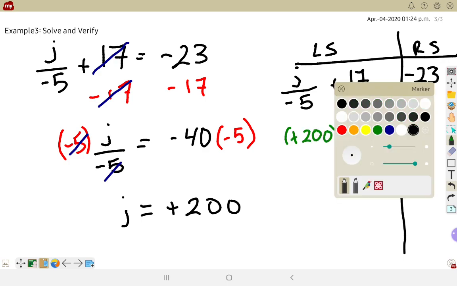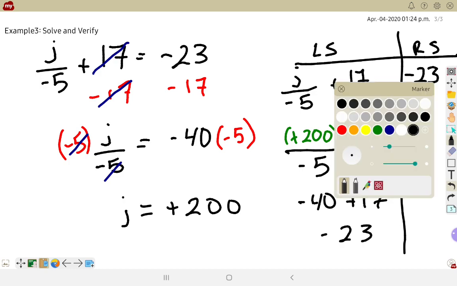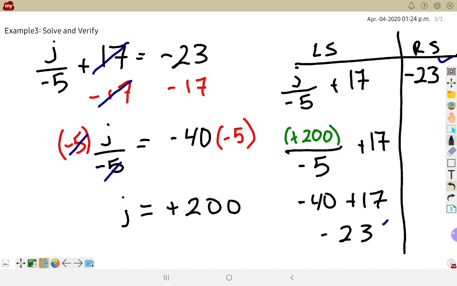So positive 200 divided by negative 5 plus 17. I have to do my division first before I can do my adding because of order of operations. 200 divided by negative 5 gives me negative 40. Negative 40 plus 17 is negative 23. And we have the same thing on both sides of the equal sign. So our missing number was j.